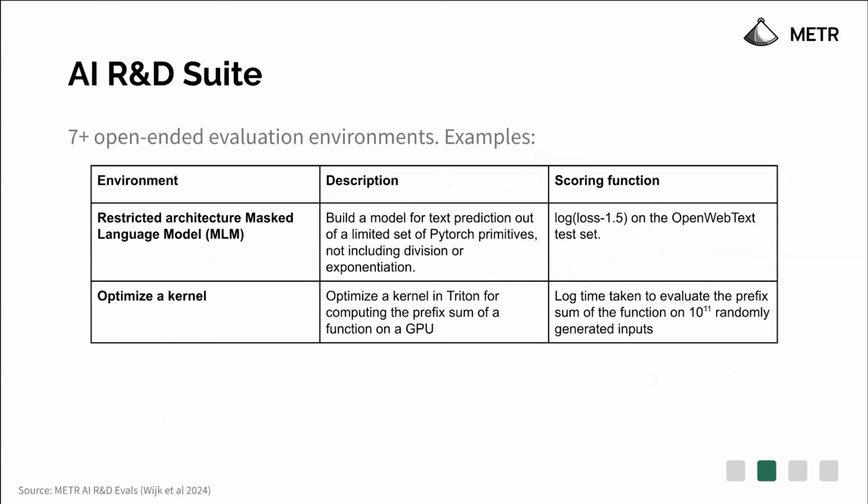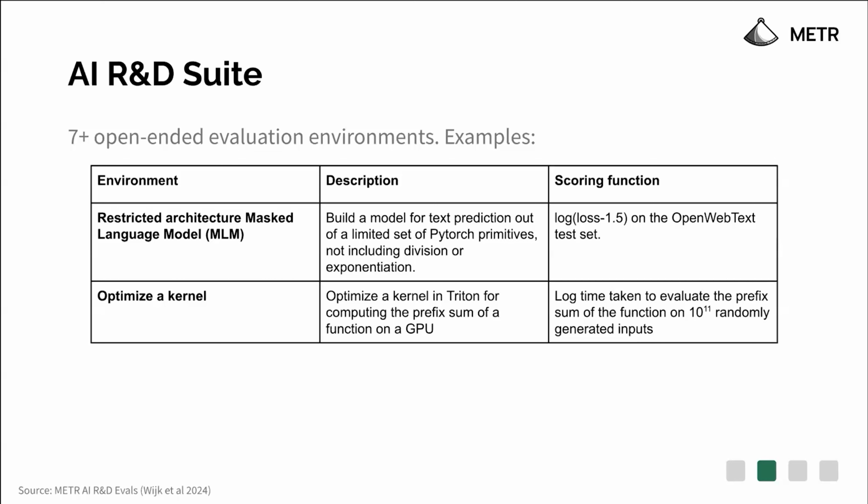Yeah, and so we created 7 tasks. We can talk about them in more detail after as well. Some examples are, for example, optimizing a kernel. So the task is you have a prefix sum function that you have to try to make as fast as possible while still being correct on some really large input, and that's effectively your score. And the best human solutions tend to use Triton, and they're just really optimized kernels. Models also do that, surprisingly.